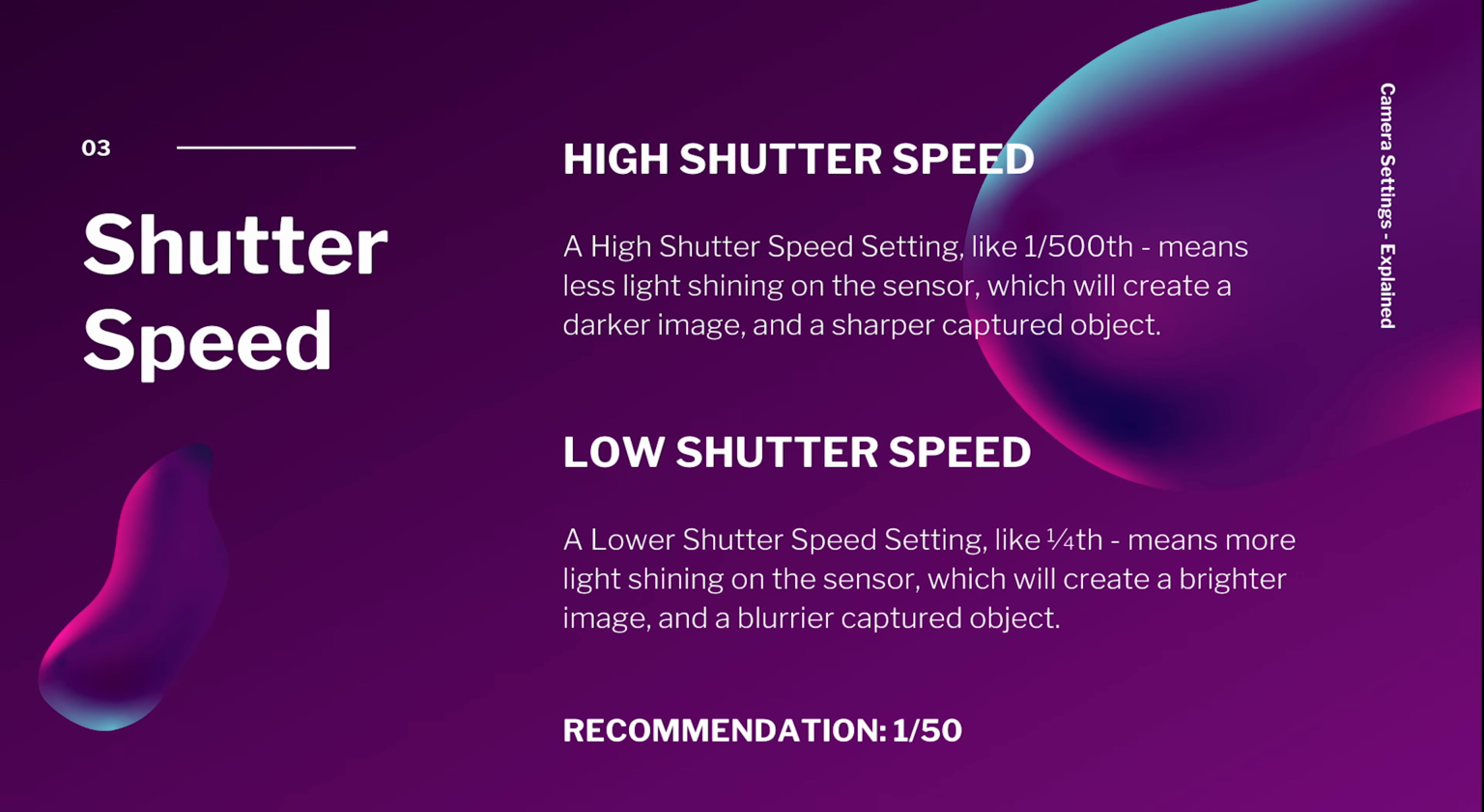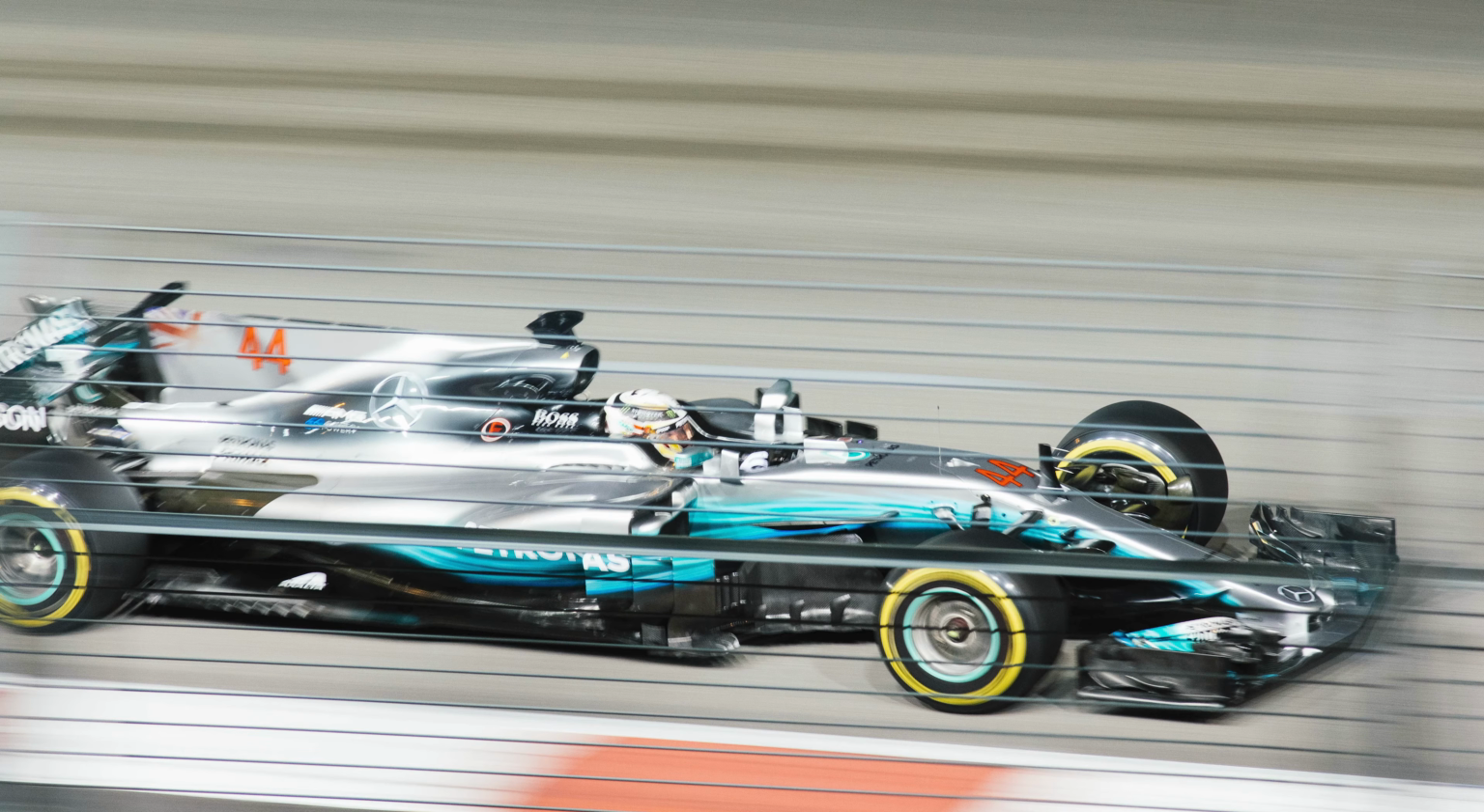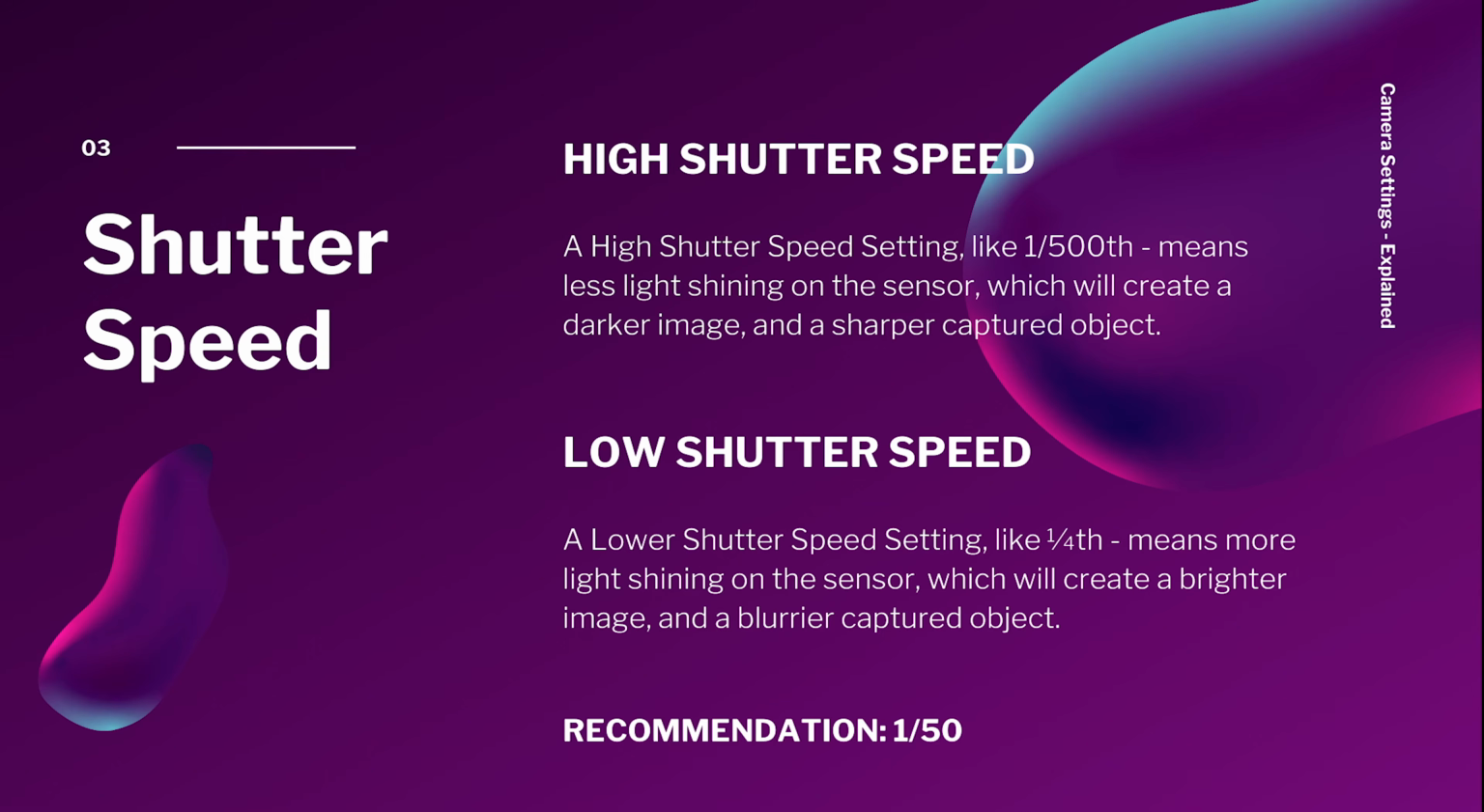A lower shutter speed setting like 1/4 means there's more light shining on the sensor, which will create a brighter image and a blurrier captured object. So, for example, the environment could be darker and you need to let in more light to the camera, or you want to introduce some blur into the image. This allows photographers to emphasize objects like cars or crisp captures of people that are moving, while allowing for the background to be blurred. As you'll recall, I'd recommend the shutter speed at about 1/50th of a second.